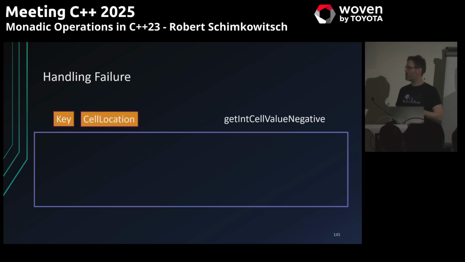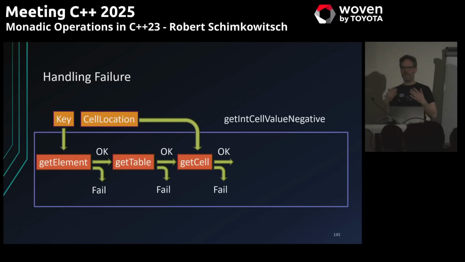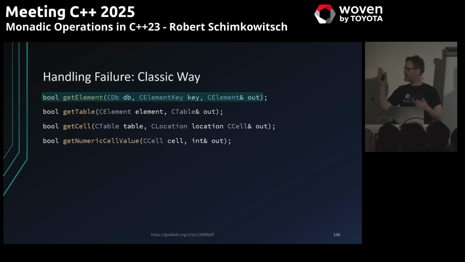What could possibly go wrong? Well, the key into the database might be invalid. It might be valid, but not a table. The index or key of the row or column could be out of bounds. It might not be a number. And then finally, we have one stage where everything should be fine: check for negative. And this would be a classic way to do that.